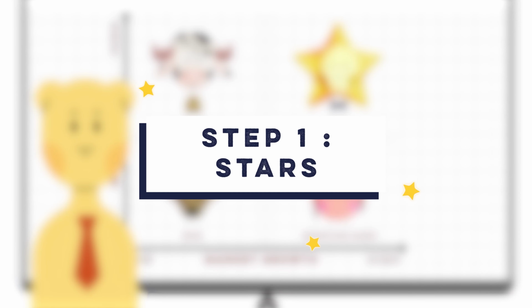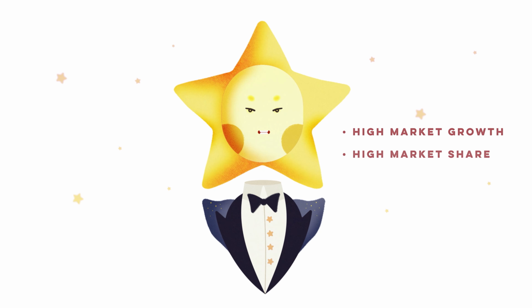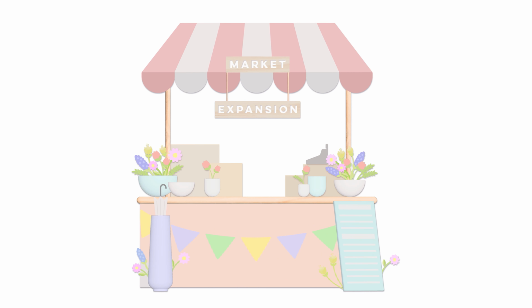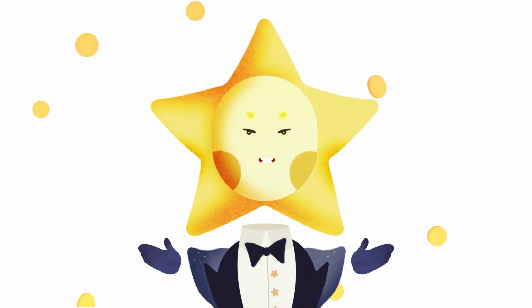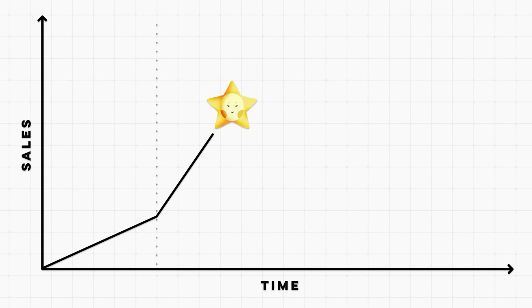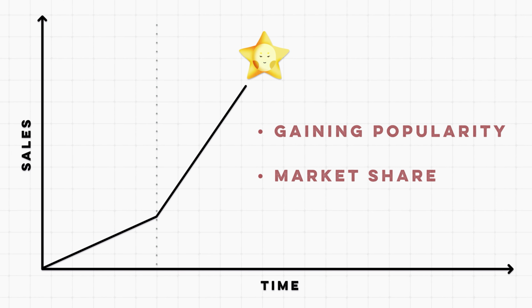Step 1 are the stars. Stars are products with high market growth and high market share. Companies invest heavily in these products to maintain their position and fuel growth. Stars have the potential to generate significant profits as they dominate their market. Stars often align with the growth stage of the product lifecycle, where products are gaining popularity and market share.